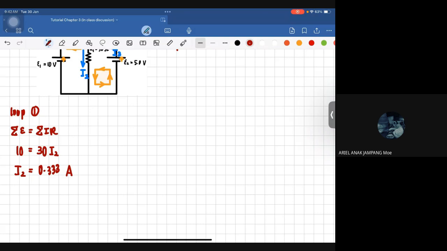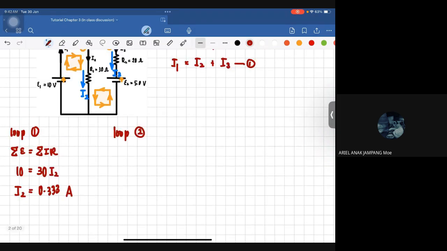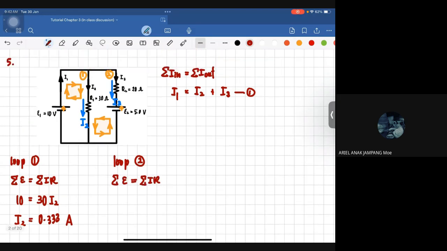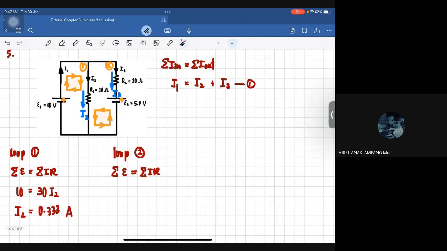Okay, after that, we can then do for the second loop. So for the second loop, EMF equal to IR. Okay, so untuk yang di sini, kita ada berapa sel? Kita ada satu je. Again, the EMF is following the direction of the loop. So that is 5. Okay, lepas tu kita cek lah ada berapa resistor.